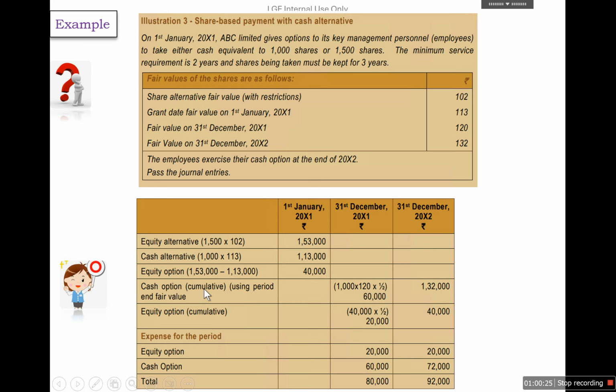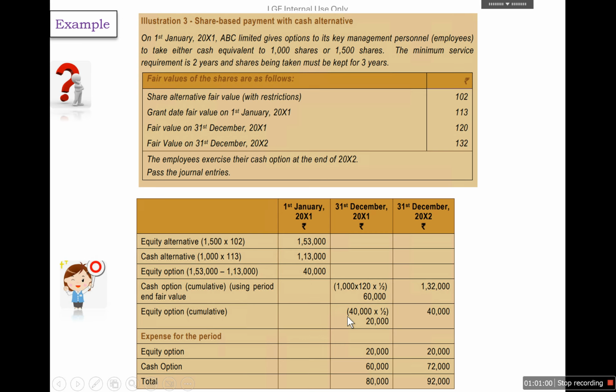But for the cash options, at the end of the year, the value was 120. So 1000 into 120 and divide by 2, because vesting is in 2 years. So 60,000 will be booked in first year. And if we look at the second year, the option was 132. So 1000 shares into 132, it comes 1,32,000, and 60,000 has been already booked. So in next year, 72,000 will be booked.